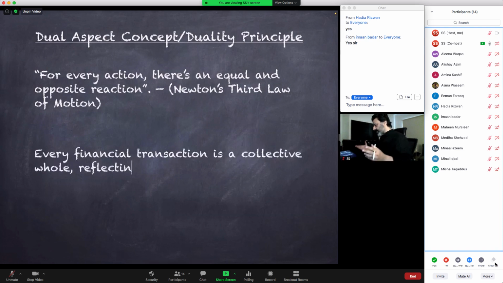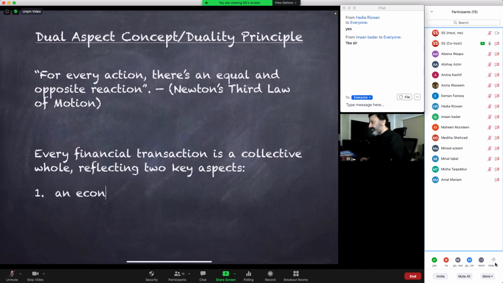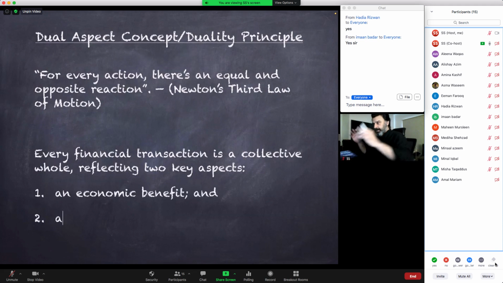Every financial transaction is a collective whole reflecting two key aspects. We already know about that. Just for the sake of revision, every financial transaction has two key aspects. When you look at a transaction as a whole, it seems like one event, but that event actually consists of two sub events.